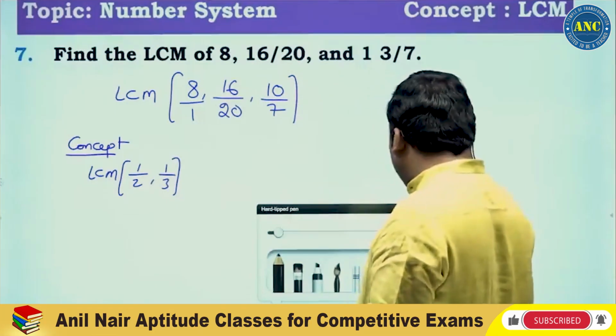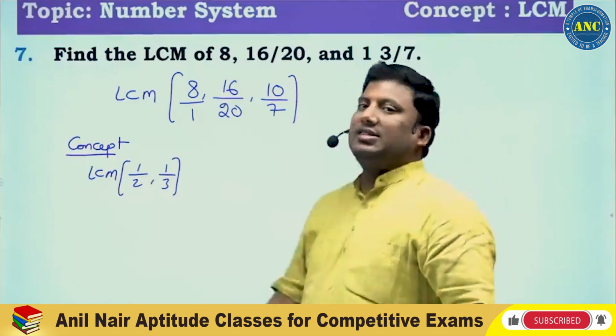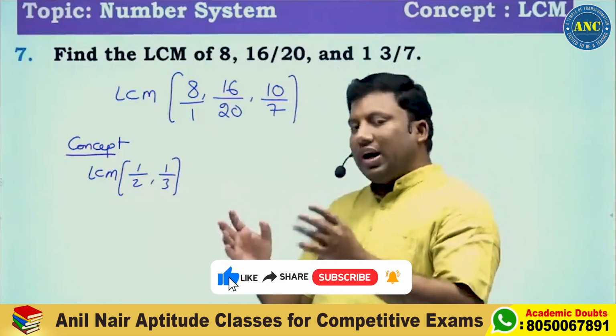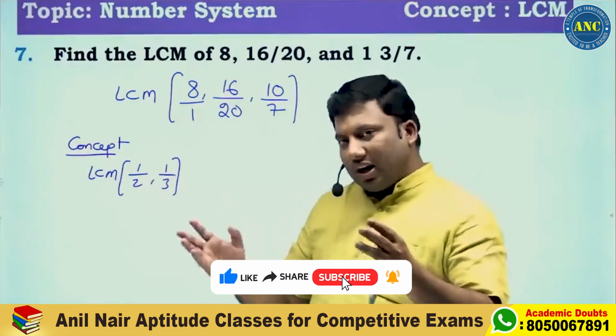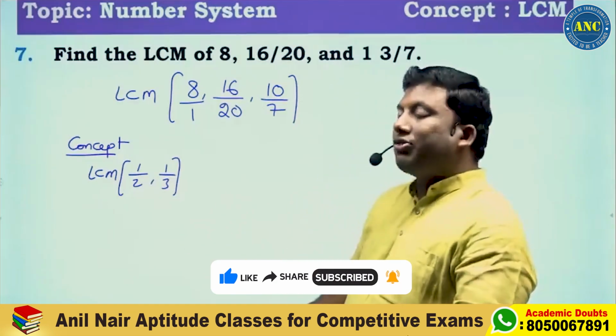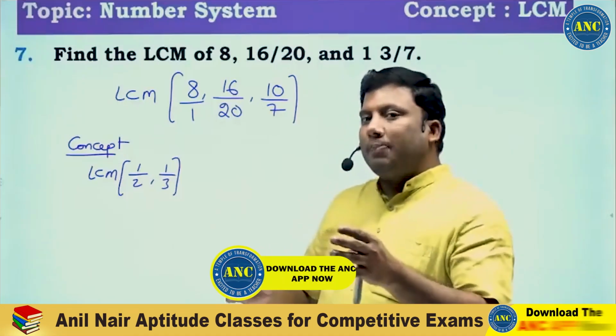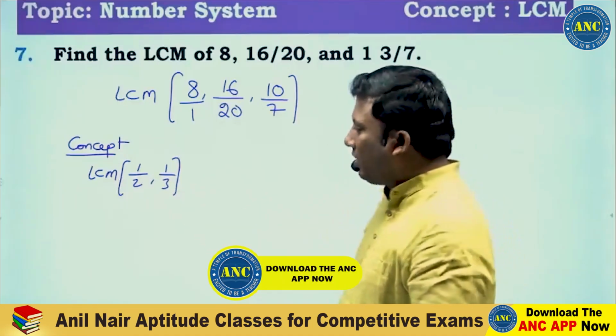Both belong to the family of rational numbers. LCM should always be used on the same family. If both are natural numbers, I can use it. If both are rational numbers, I can use it. If both are irrational numbers, I can use it. If one is positive and another is negative, I cannot use it.